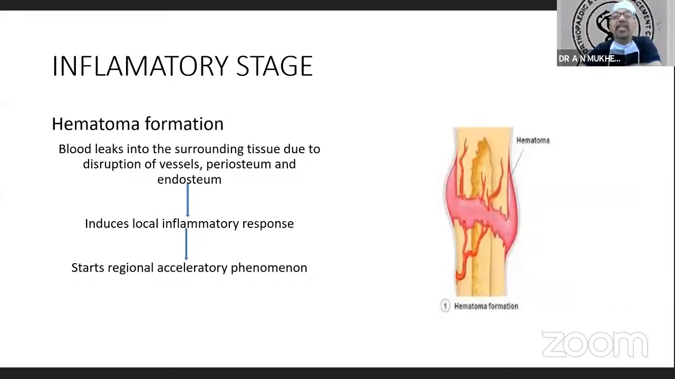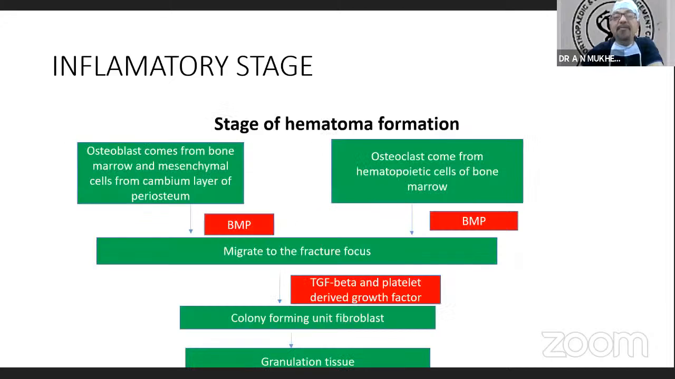In hematoma formation in the inflammatory stage, blood leaks into the surrounding tissue due to disruption of the vessels, periosteum and endothelium, and induces a local inflammatory response and starts the regional acceleratory phenomenon. After which, osteoblasts come from the bone marrow and mesenchymal cells from the cambium layer of the periosteum, and the osteoclasts come from the hematopoietic cells of the bone marrow. They are both influenced by BMPs and migrate to the fracture focus. TGF beta and platelet derived growth factors are also involved.